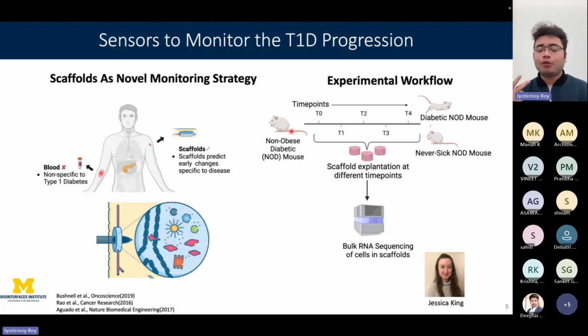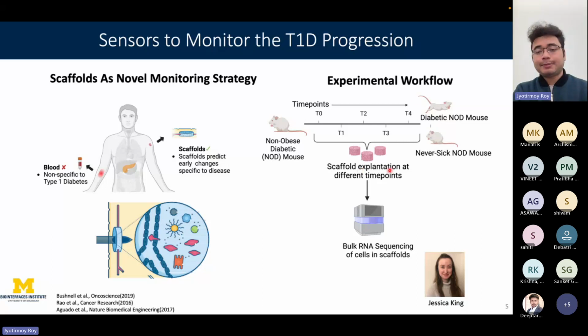And we had started with a cohort of 20 mice. I think, off the top of my head, 12 of them became diabetic and 8 of them did not become diabetic. So we got an incidence rate of around 60%. So then what we did was, from all these 5 time points and the two groups, the diabetic and the never-sick NOD mice, we took the scaffolds and did bulk RNA sequencing of the scaffolds, in the hope of getting genetic markers based on scaffolds which can predict the onset of diabetes early enough.